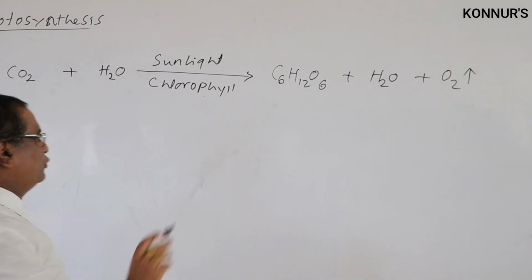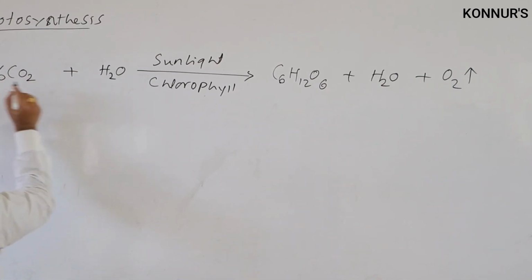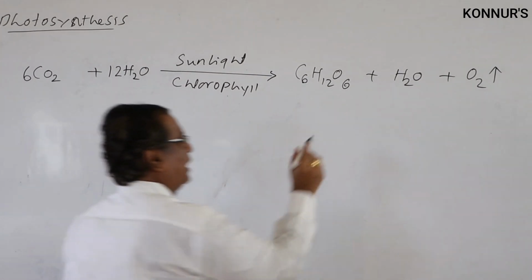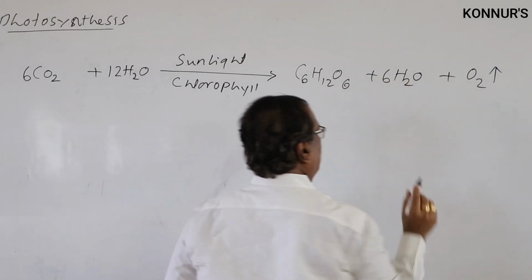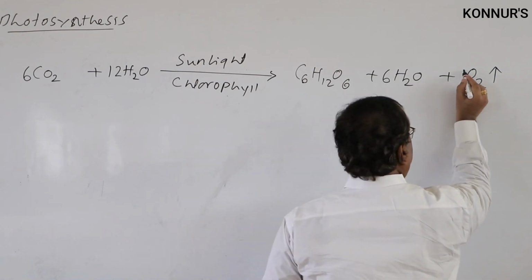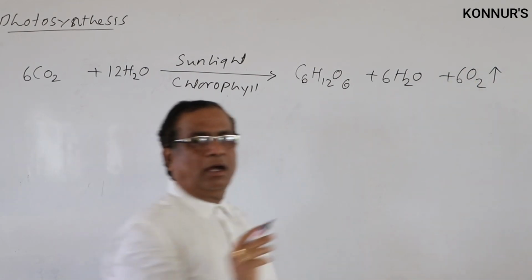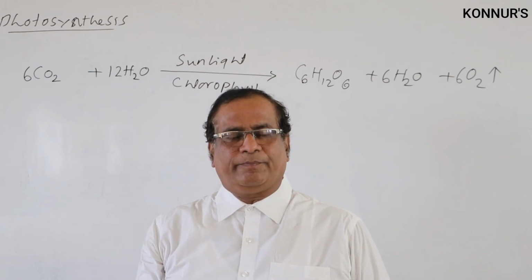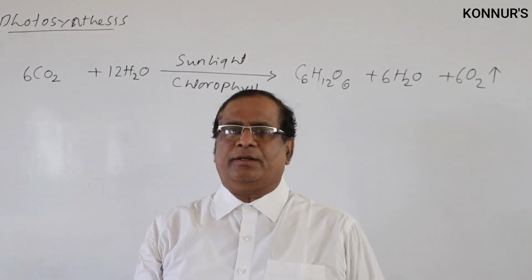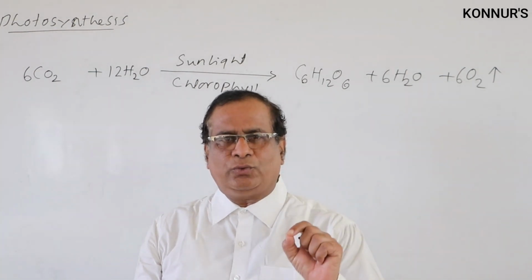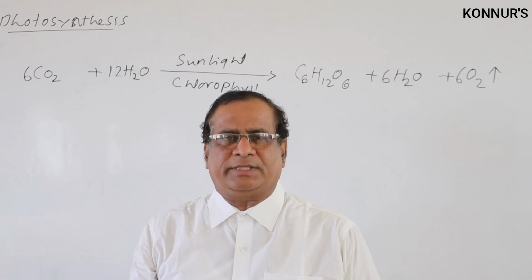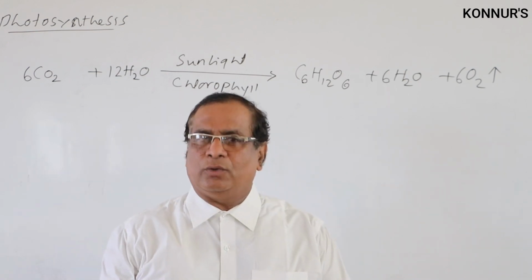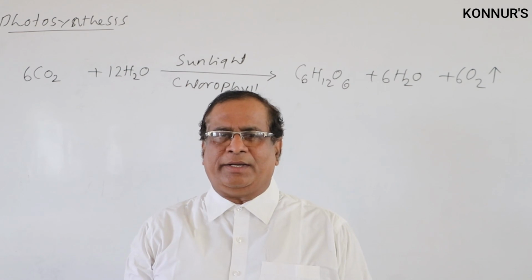Oxygen is liberated. To balance this equation, 6 molecules of CO2 and 12 molecules of water are used during photosynthesis, and 6 molecules of water are regenerated and 6 molecules of oxygen are liberated. It is the equation for photosynthesis. It's an anabolic process where simple molecules like CO2 and water react in presence of sunlight with the help of chlorophyll molecules, forming a complex molecule like glucose, and oxygen is liberated as a byproduct.